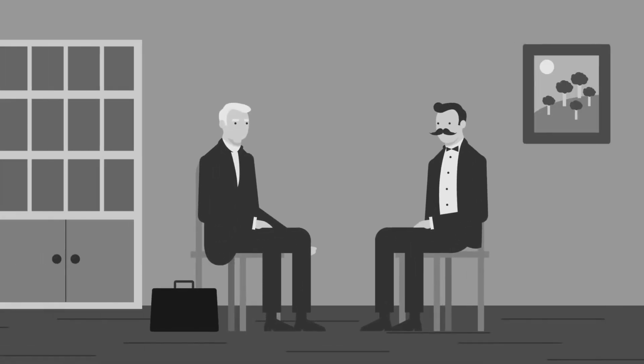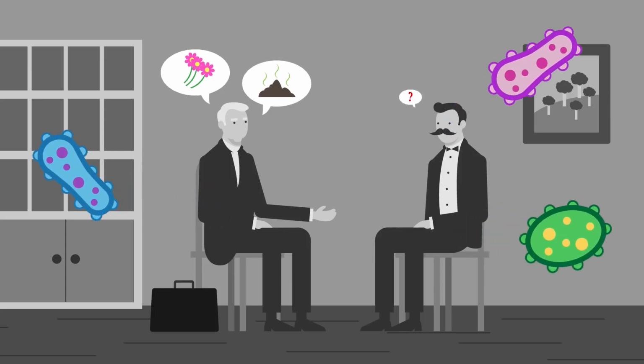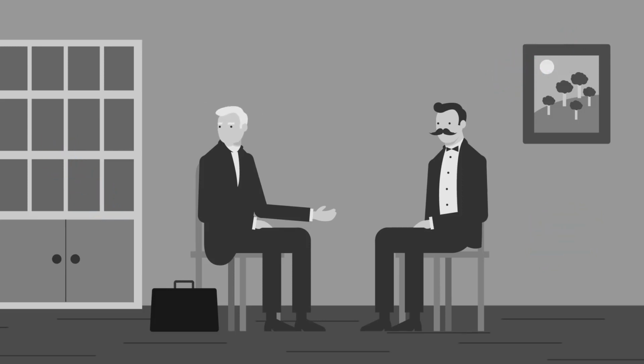If you were alive 200 years ago, you would have been given some very strange advice on how to avoid getting ill. You might have been told to carry sweet smelling flowers with you or avoid going to smelly places. This was because at that time people didn't understand that infectious diseases were caused by microorganisms. And they didn't know that because they couldn't see them.